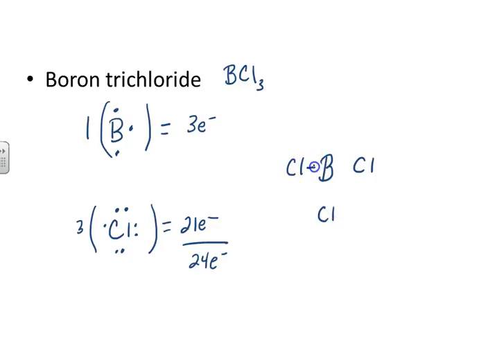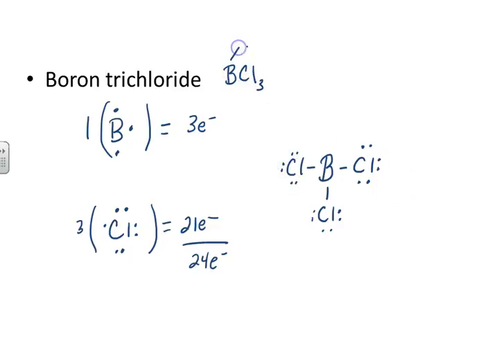Boron has the lower electronegativity, so we place it in the center, and we put chlorines around. We connect with single covalent bonds, and then we check to see who gets lone pairs of electrons. The chlorine follows the octet rule. So we add electrons until each atom gets 8.